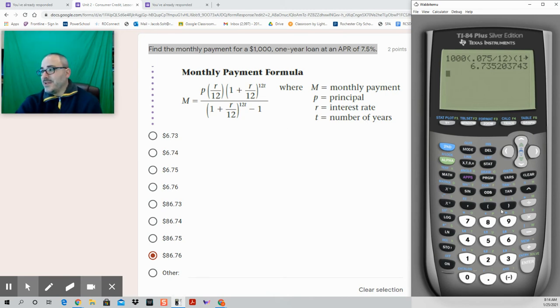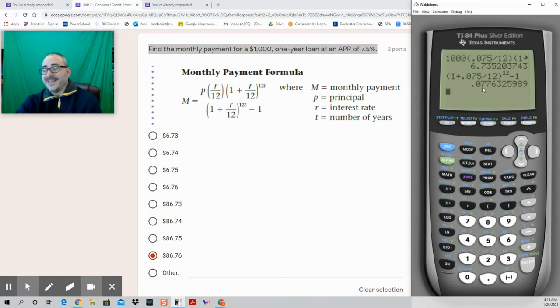Now I'm going to do my denominator. 1, I'm going to use the parentheses. 1 plus my rate divided by 12, 0.075 divided by 12. Close the parentheses. Raise to the power of 12 times t. T in this case is 1, so I'm just going to raise it to the power of 12. And then I'm dropping that cursor back down using the right button. Minus 1. I'm going to find the denominator now. That's the denominator, all right?